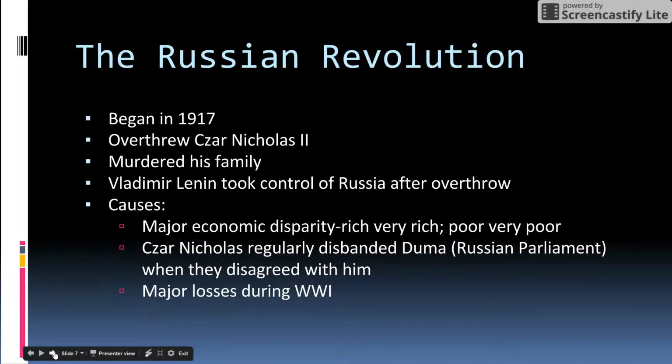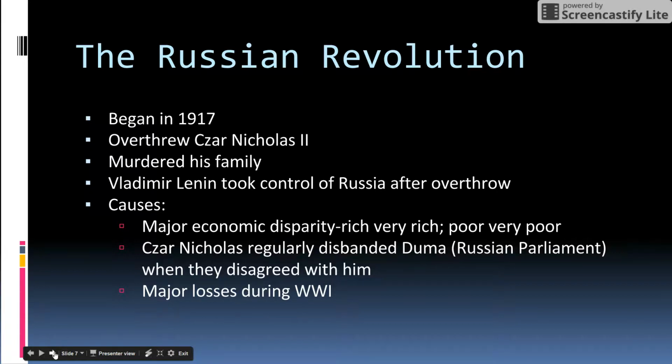So, what this book represents is the Russian Revolution, which I know you studied in Mr. Wolf's class. The Russian Revolution began in 1917 with the overthrow of Tsar Nicholas II and his family. His wife and his many children were murdered.